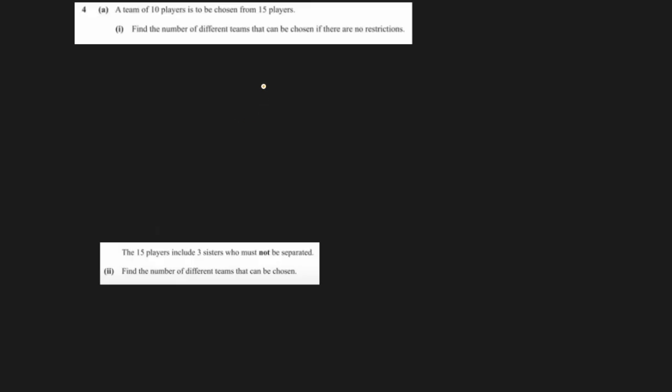For A part, a team of 10 players is to be chosen from 15 players. Find the number of different teams that can be chosen if there is no restriction. No restrictions means there is 15 total number of players. We have to select 10. So 15 C 10, whatever that is, I'll evaluate that later.